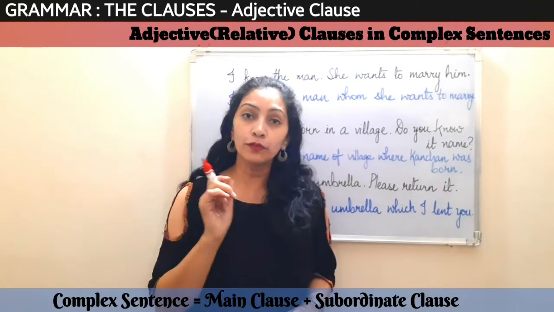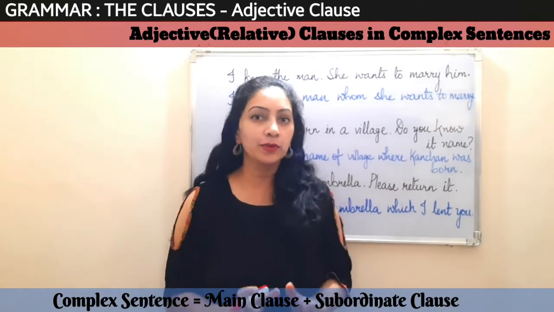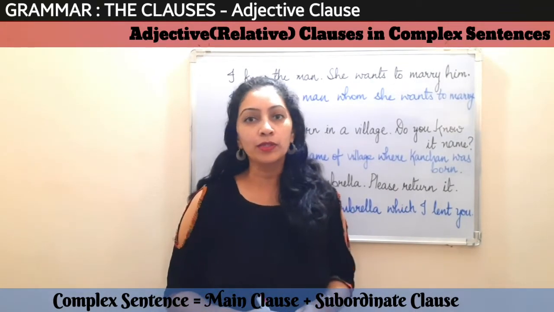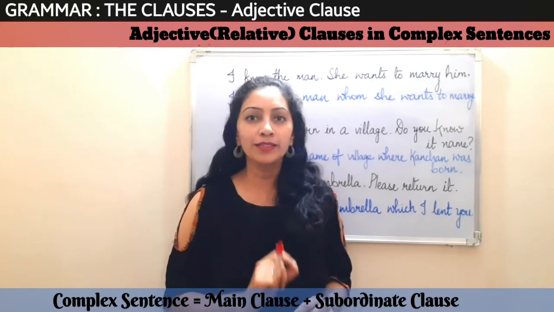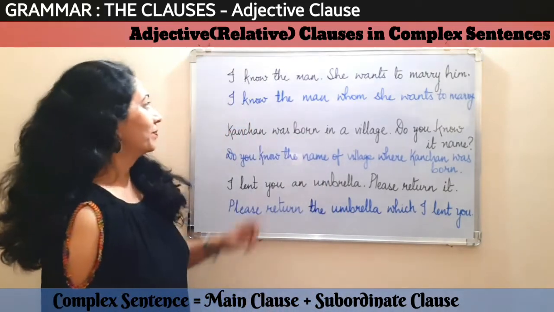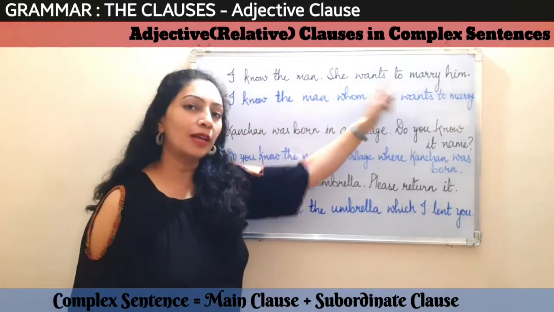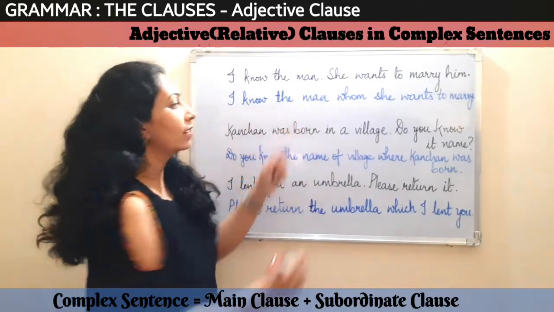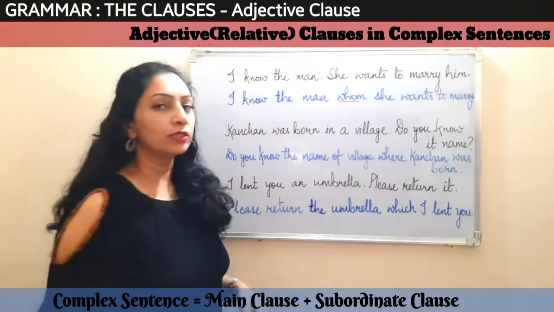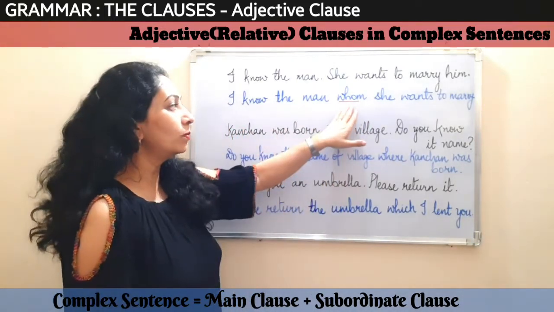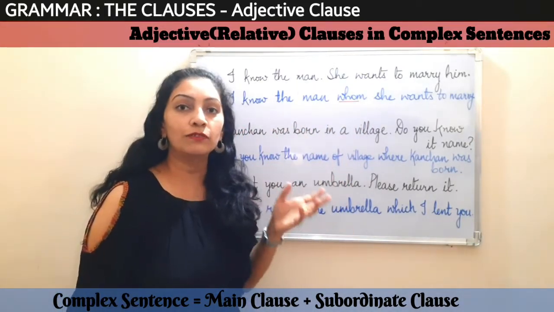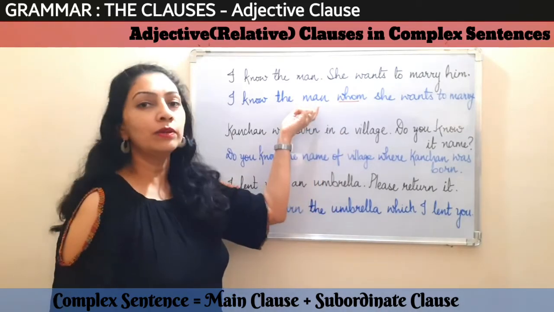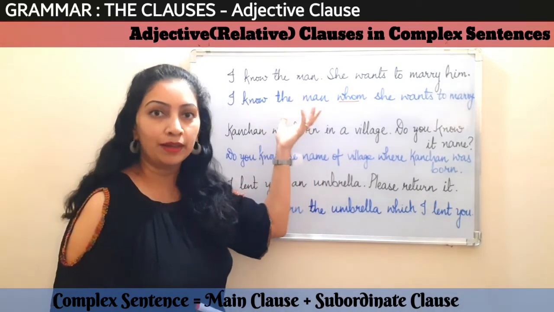Now let's look at a few examples where we can join two sentences using an adjective clause and make them into complex sentences. Look here. I know the man, she wants to marry him. So when we join, what will it become? I know the man whom she wants to marry. So this whom will tell us that it's an adjective clause qualifying the noun man, telling us about the man.